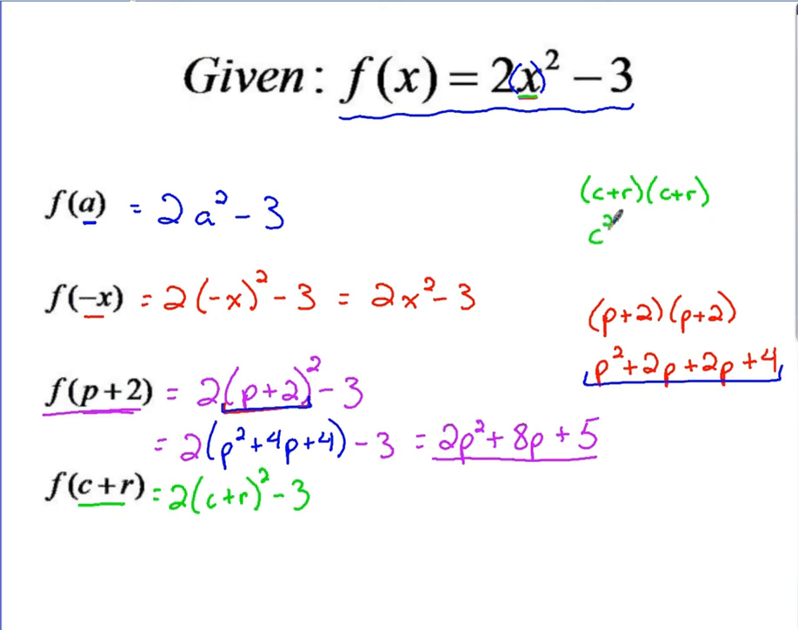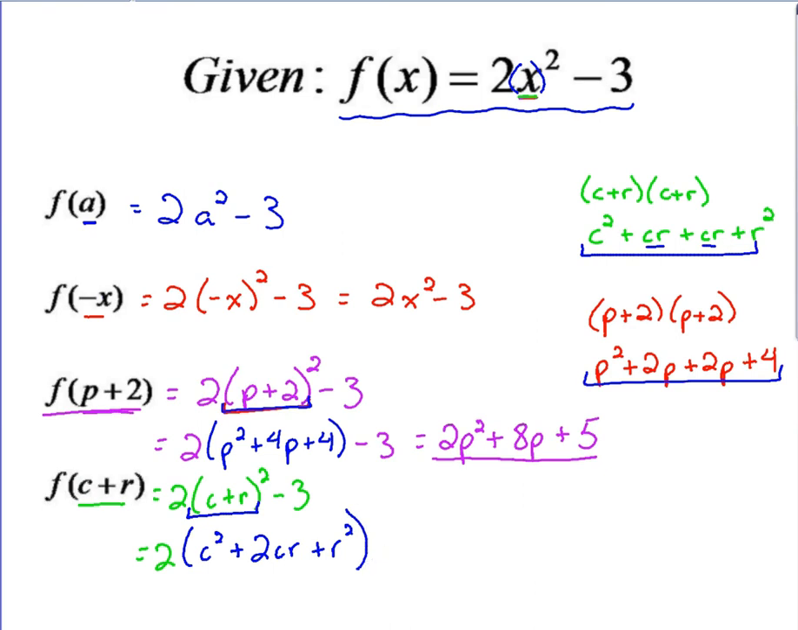Foiling it, you get c squared. Outside would be c times r, so plus cr. Inside would be r times c, or c times r. Last would be r times r, or r squared. If you combine your like terms here, and you insert back in down here, we get 2 times, that would be c squared. We had a couple of CRs, and we had an r squared. Don't forget the minus 3.